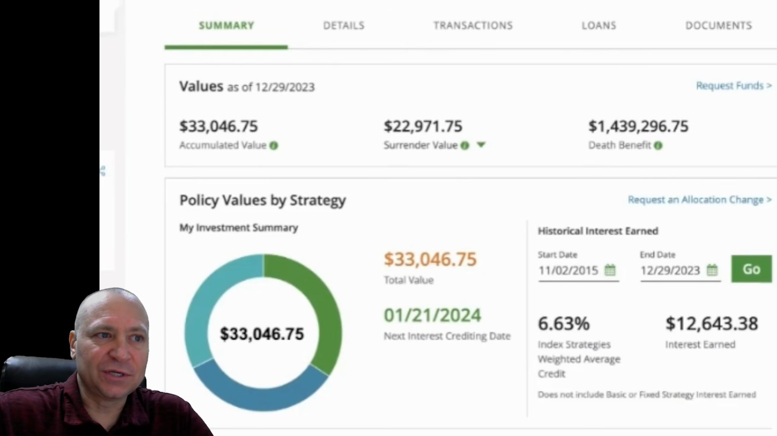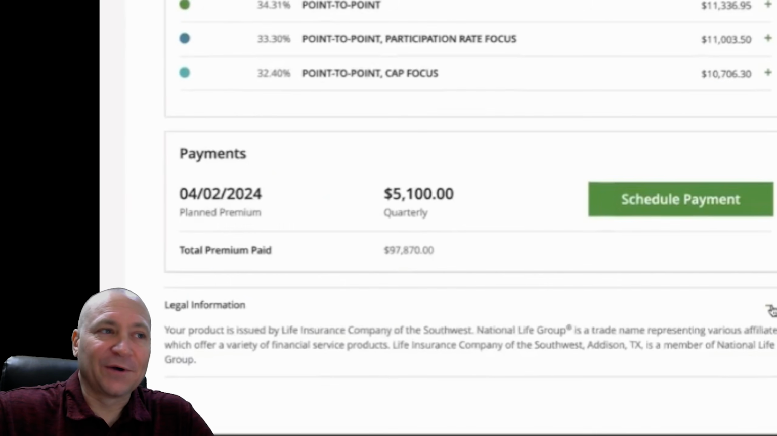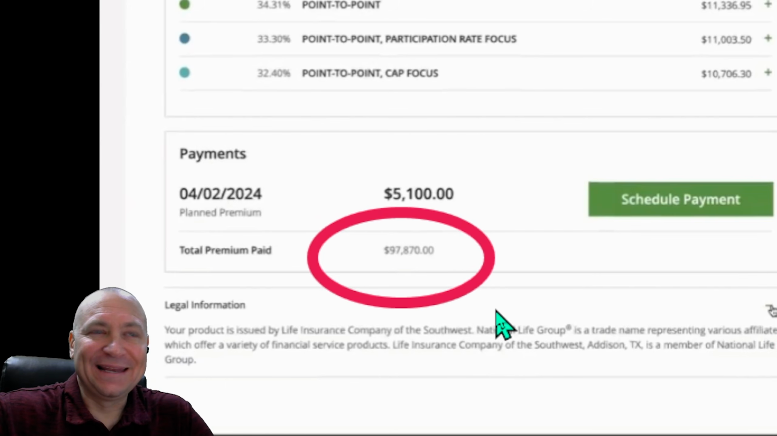and this has earned $12,000 in interest. Well, let's take a look and see how much money did they actually put into this policy since 2015. And look at this death benefit. The death benefit, quite a bit more death benefit. Okay, so moving down here, look at that total premium paid, $97,870 right here.